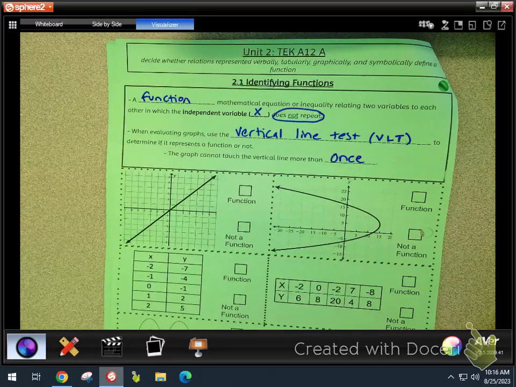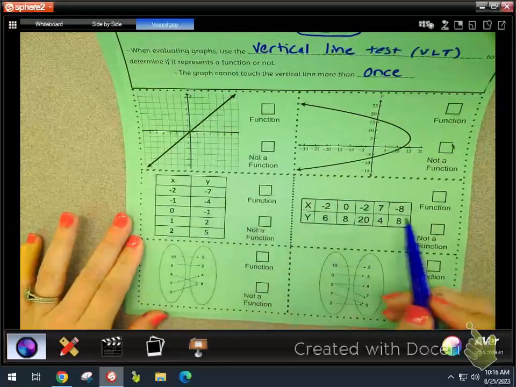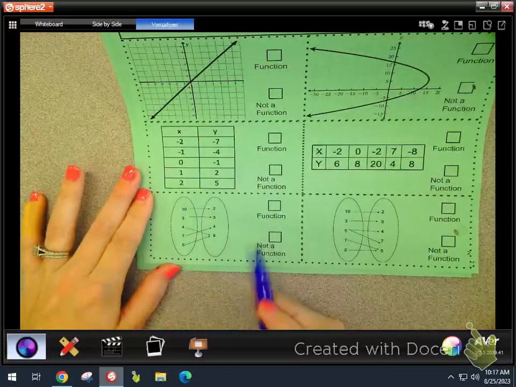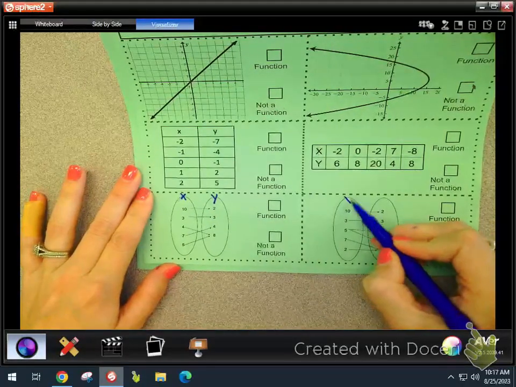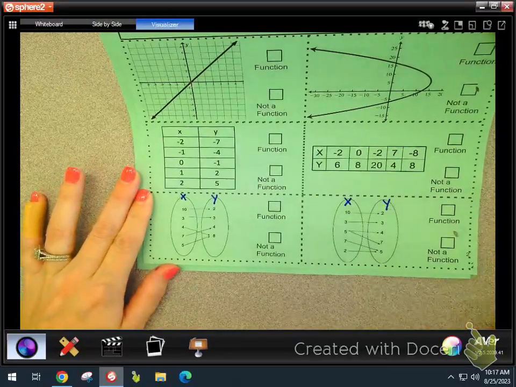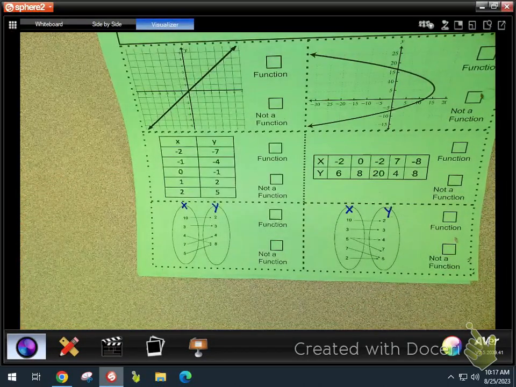So with relations, we can have graphs. We're going to do a whole lot of graphing. So these are graphs, so we would be doing VLT here. You can have tables. We do a lot of table work. You can have mappings. I would draw in on these mappings, X and Y. Y'all do this with me. In a table or a mapping, X is typically on the left. Sometimes your tables go this way. It's typically on the top. The STAR test does a lot of those.